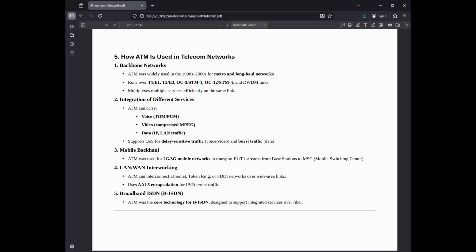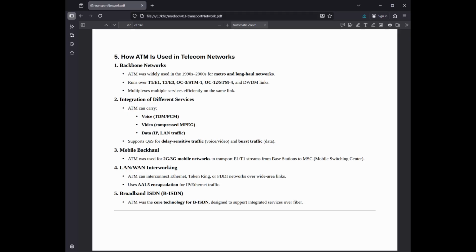Summary of usage application. How ATM was used, status today. Backbone, unified voice/data carrier over fiber: mostly replaced by IP/MPLS. Mobile, connecting 3G towers to the core: replaced by carrier Ethernet. ADSL, transporting data from homes to the ISP: being replaced by fiber, GPON. Business, connecting distant offices via LAN.